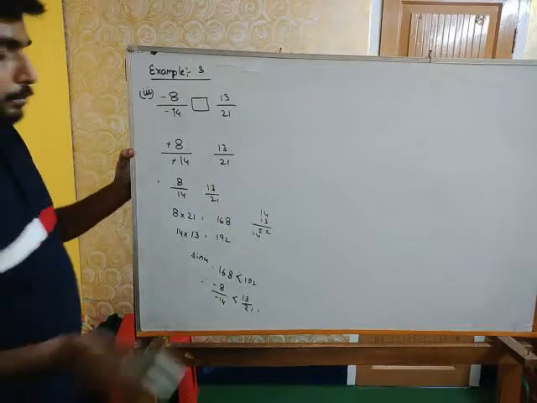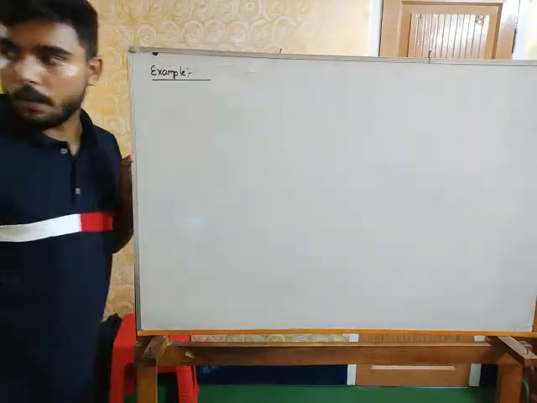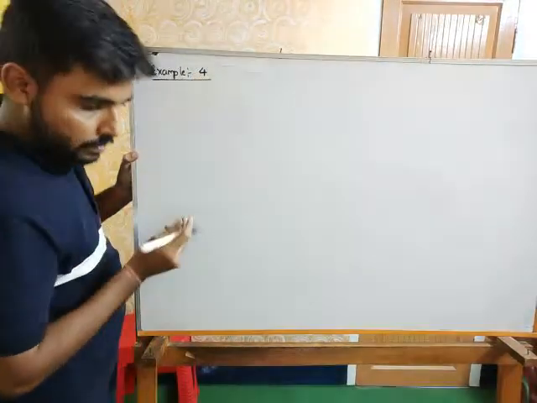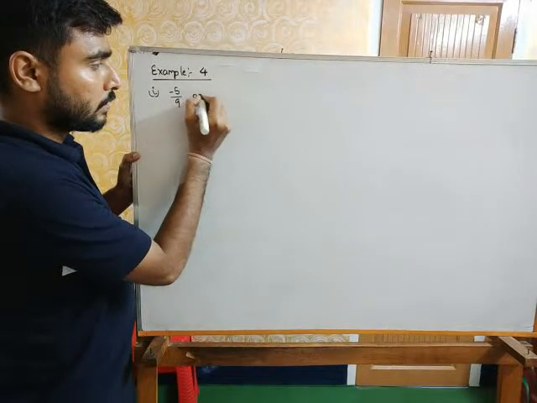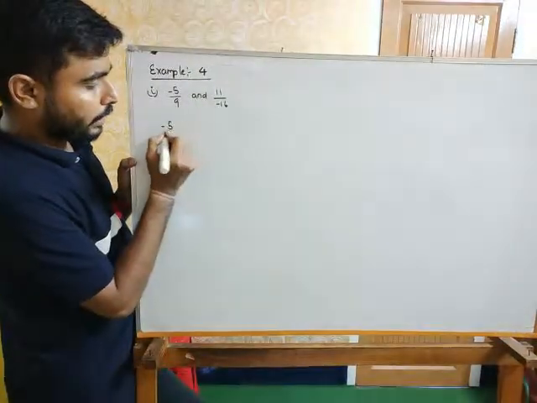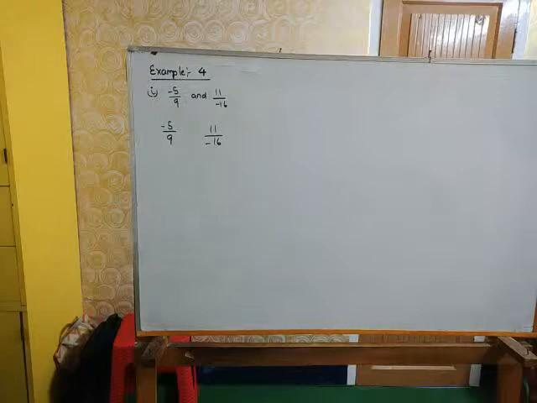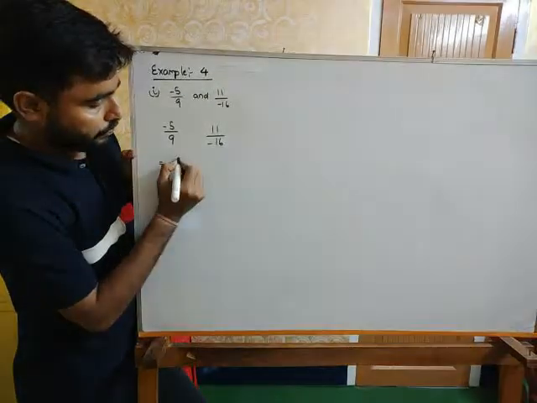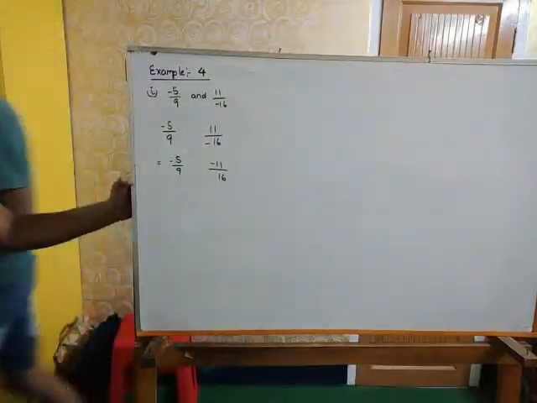Okay, let's move to example 4 then. Minus 5 by 9 and 11 by minus 16. So first of all, when you compare, you have to make the denominator positive. Here you can see 16 is a negative denominator. So you have to make the denominator positive. So the minus will be written with 11 and 16 becomes positive.